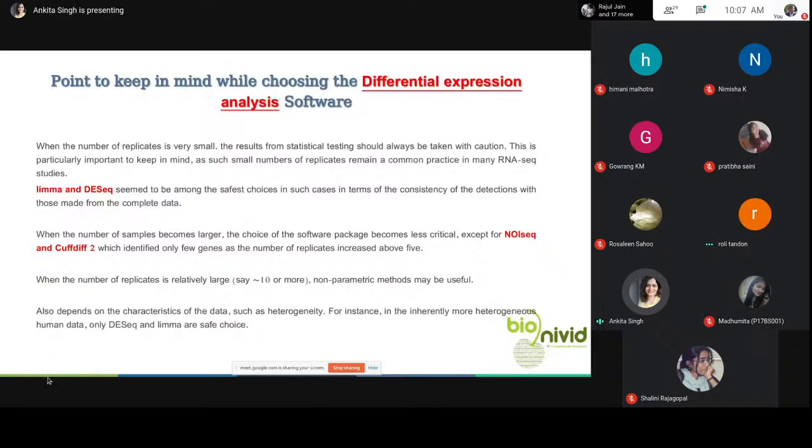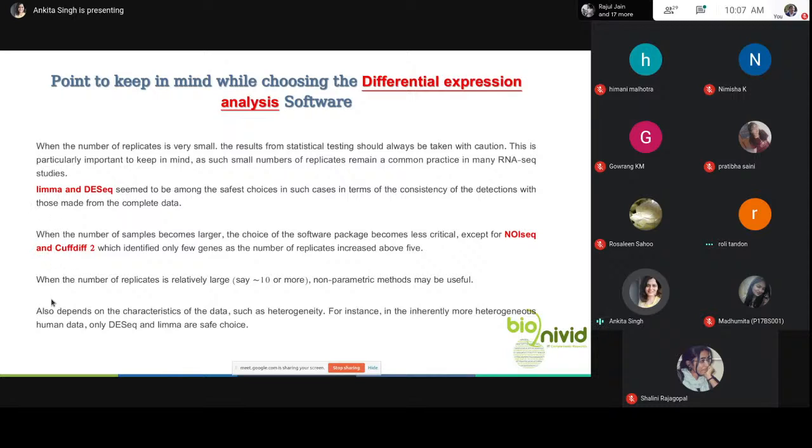So limma and DESeq seem to be the safest choice in those conditions, and there have been many publications wherein these two particular differential expression tools give quite good results. But if you have a large number of samples and replicates, you don't have to worry much. You have a large scope of choosing many tools. I'm not saying that limma and DESeq are not good for a larger set. They are good for that also. But when you are working with a smaller set, you have to take care what tool you are picking.